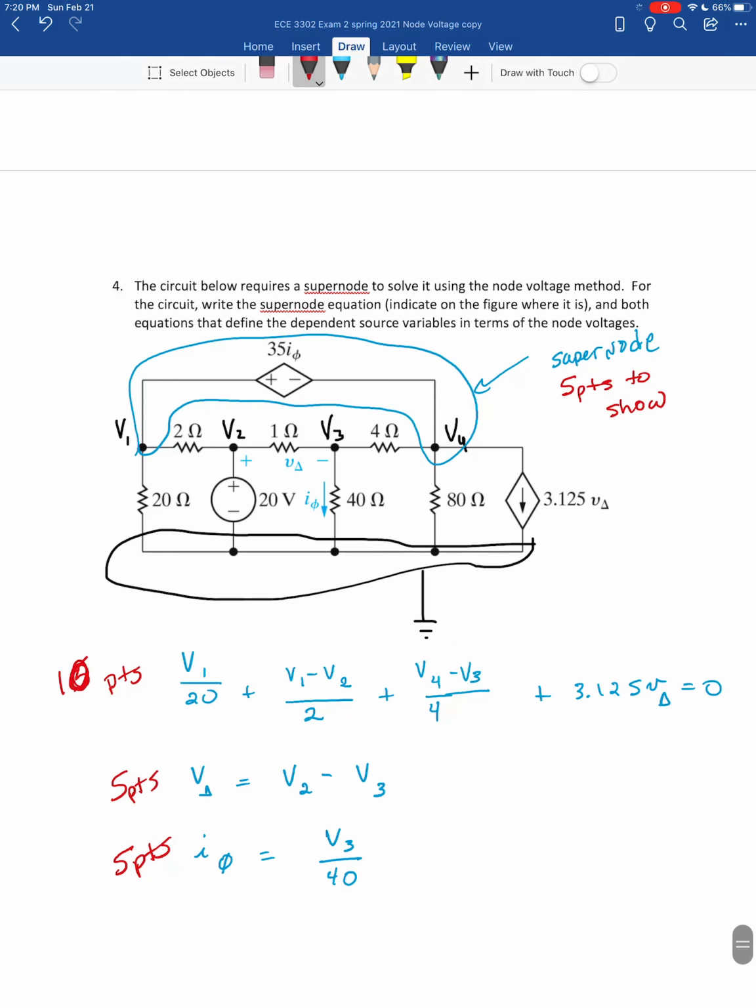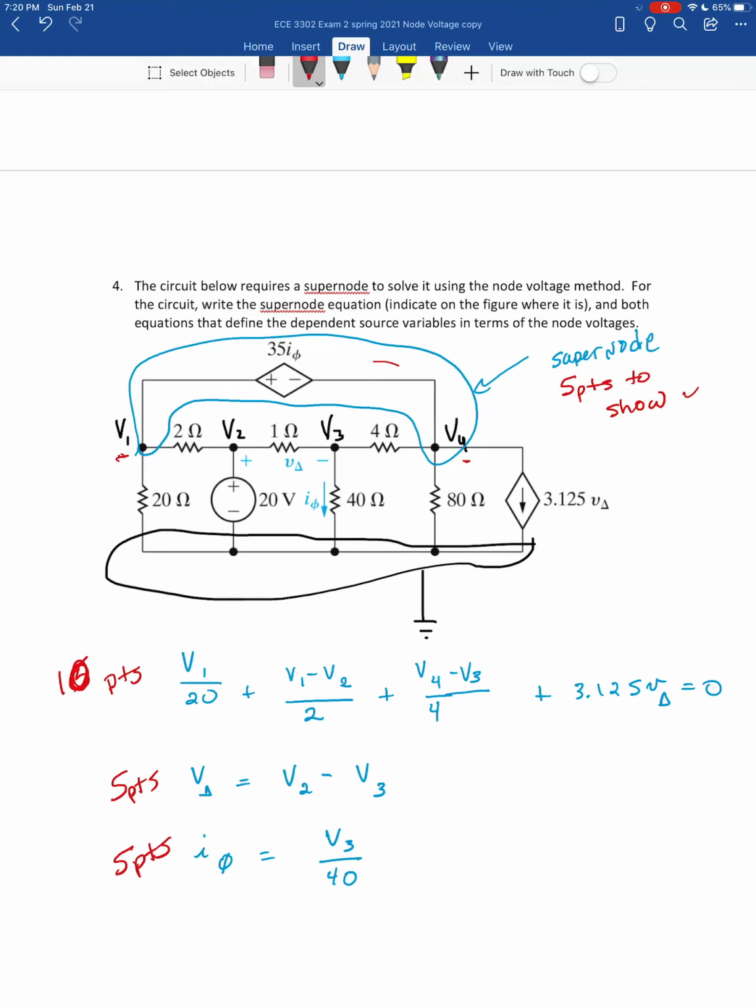Okay, finally, question 4 actually did not ask you to write a complete set of equations. It only asked you to do a couple things. It asked you, first of all, to identify, given the identified ground in this figure, and using the supernode method, where would the supernode be? And so I've indicated here in blue that encircles and incorporates node V1 and V4 in the same supernode. You needed to illustrate that on the figure, and that was worth 5 points.